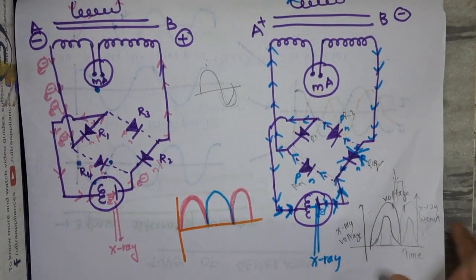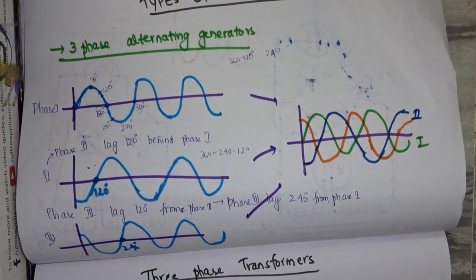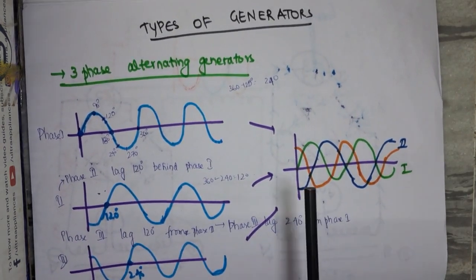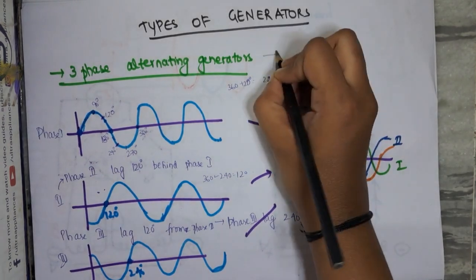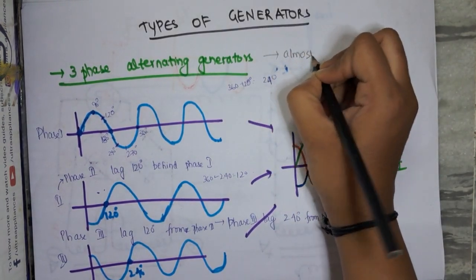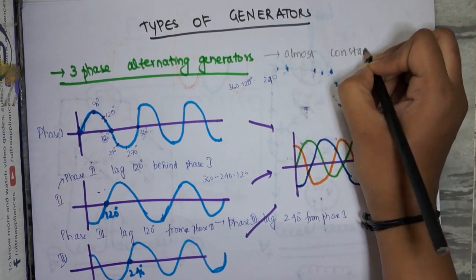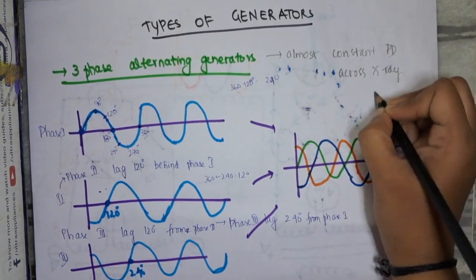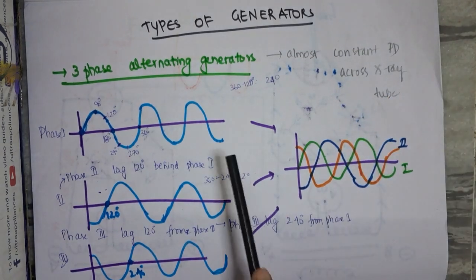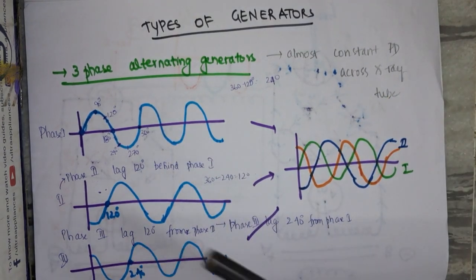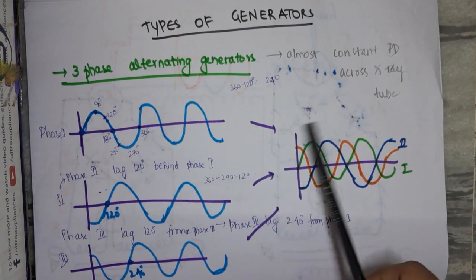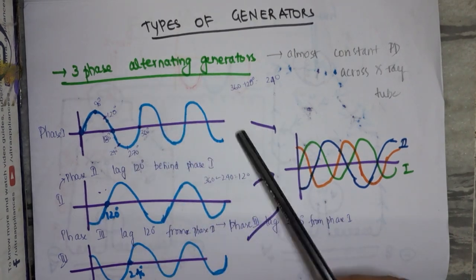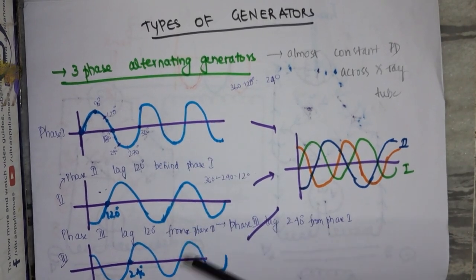The way of decreasing this was found with the help of three-phase generators. These three-phase generators produce not completely but almost constant potential difference across the X-ray tube. Just see, there are three phases. The commercial power supply is usually produced and delivered by three phases of alternating current generators. The three phases are phase 1, phase 2 and phase 3.